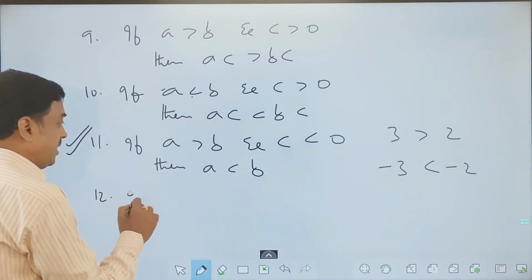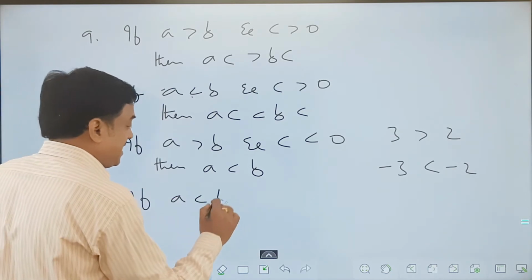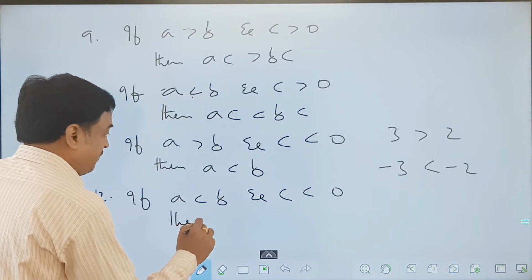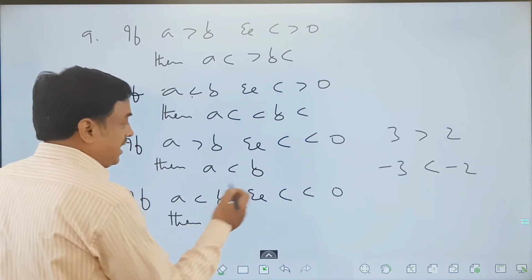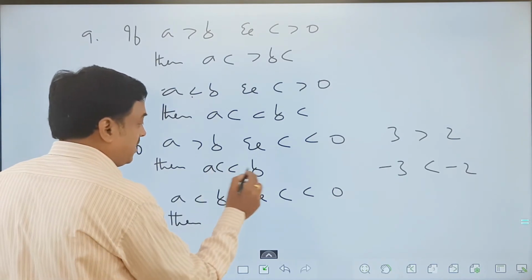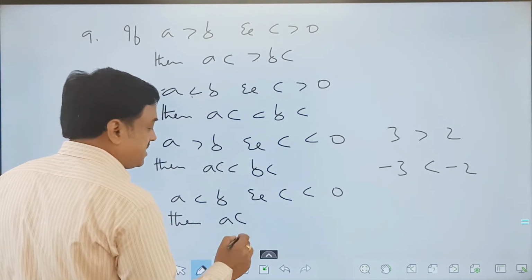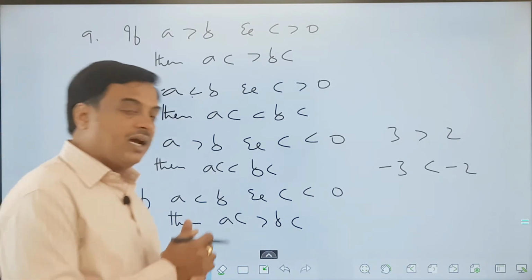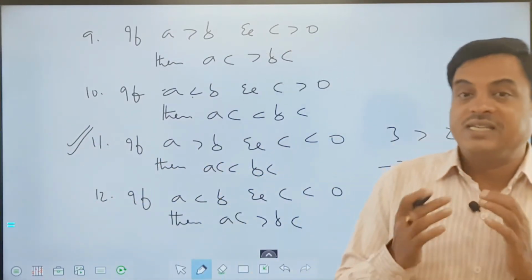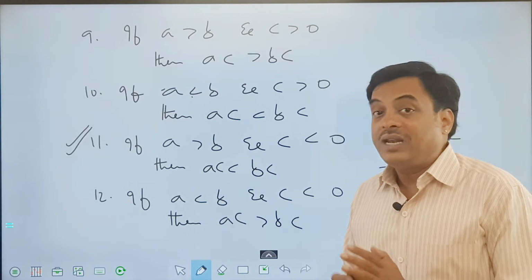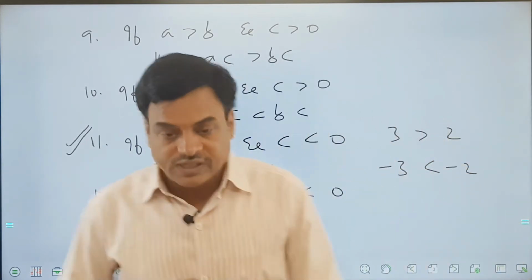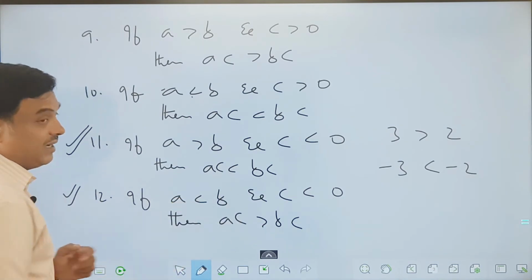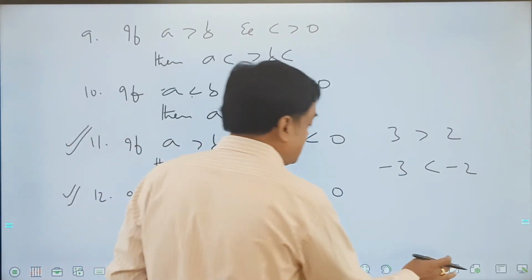And the 12th one, if A is less than B and C is less than 0, then definitely after multiplying by C, AC will be greater than B into C. After you multiply a constant negative value, the inequality will change. See the 12th point, again the inequality is changing, less than has become greater than. That is the important observation which we need to make.